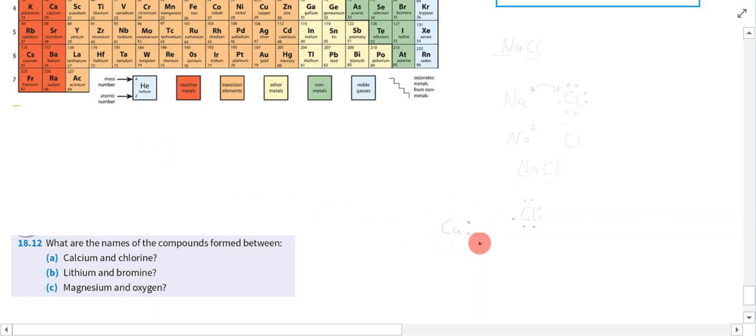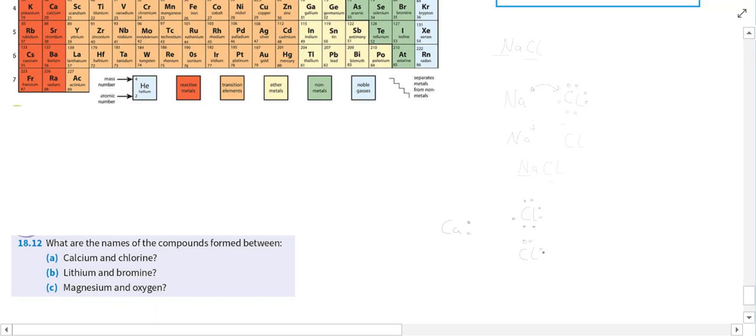Now what's going to happen is calcium wants to lose these 2 electrons. In order for it to lose the 2 electrons, it has to have atoms that will pick them up. If it's going to combine with chlorine, one chlorine atom can take 1 electron, because in order to have a full shell it needs 8 electrons. It has 7 as it is, so each chlorine atom can only take 1. So you're going to need 2 chlorine atoms.